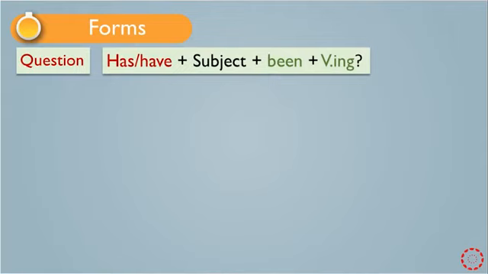And this is the question form of present perfect continuous. We put the verb to have, which is has and have, at the beginning of the sentence, and then we have the subject, and then we have been plus verb-ing, and at the end we have a question mark.